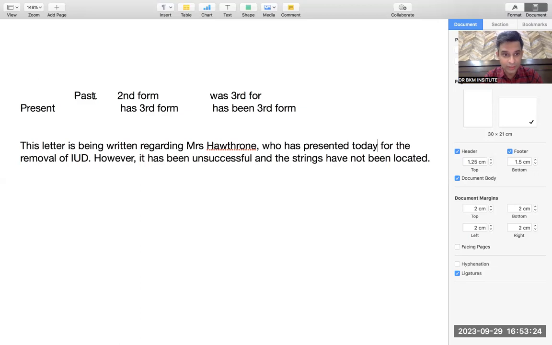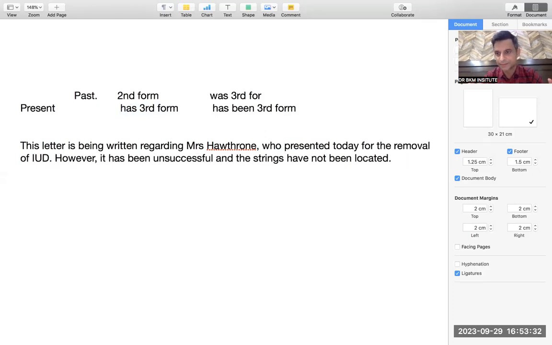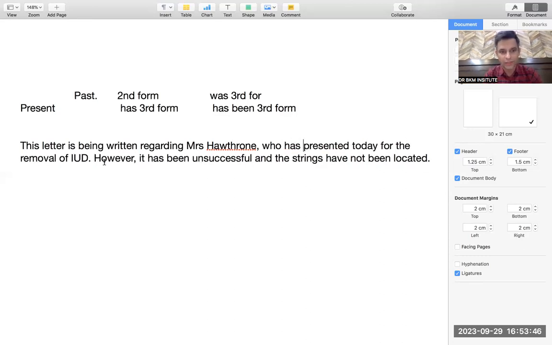So I use this active. It came by itself. Who has presented. If I am writing in the past, I will say who presented today. That is also correct. The patient came in the morning, so I can say came or has come. Today has come or this morning came, both are correct. Both are correct. So you don't have to pressurize yourself. So who has presented today for the removal of IUD? However, it has been unsuccessful.